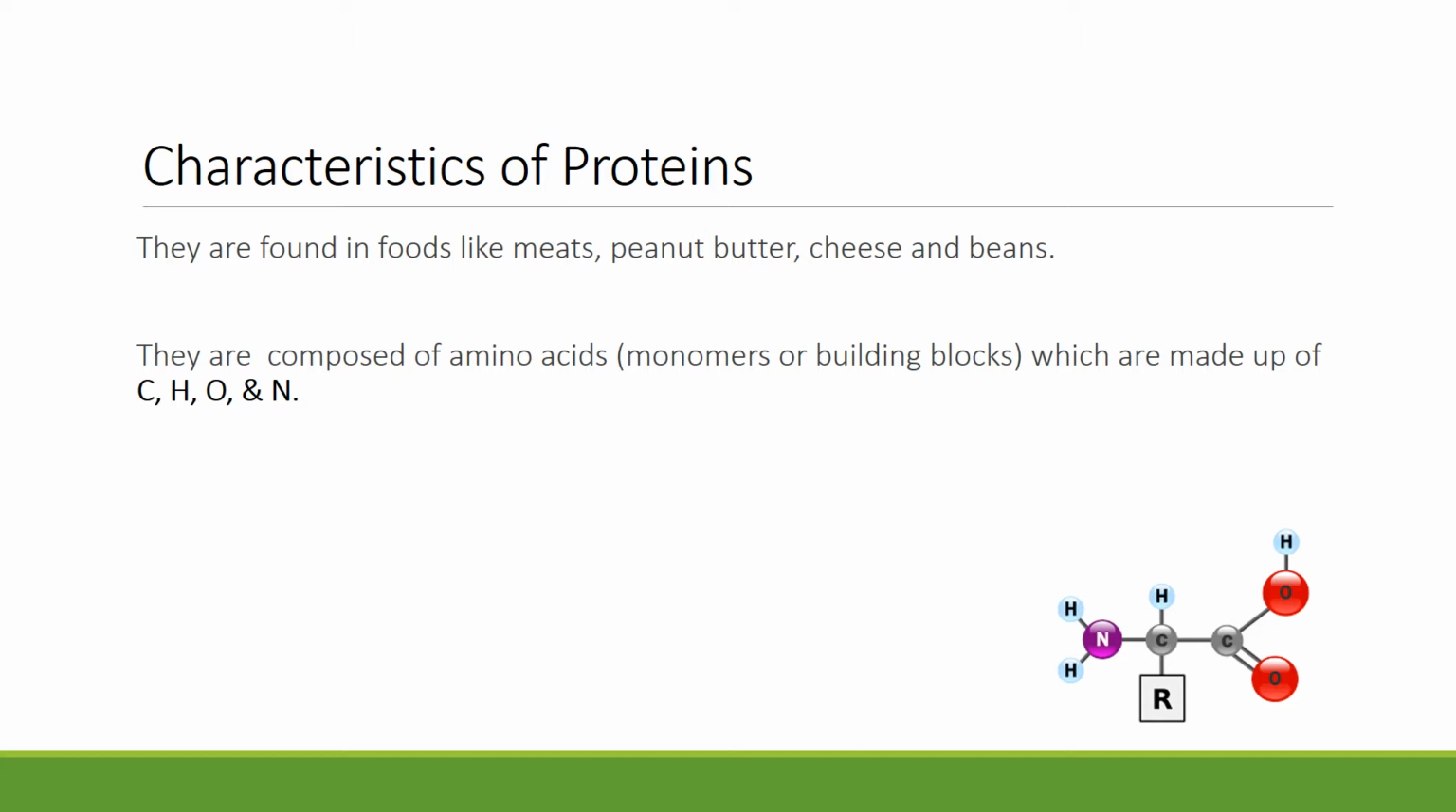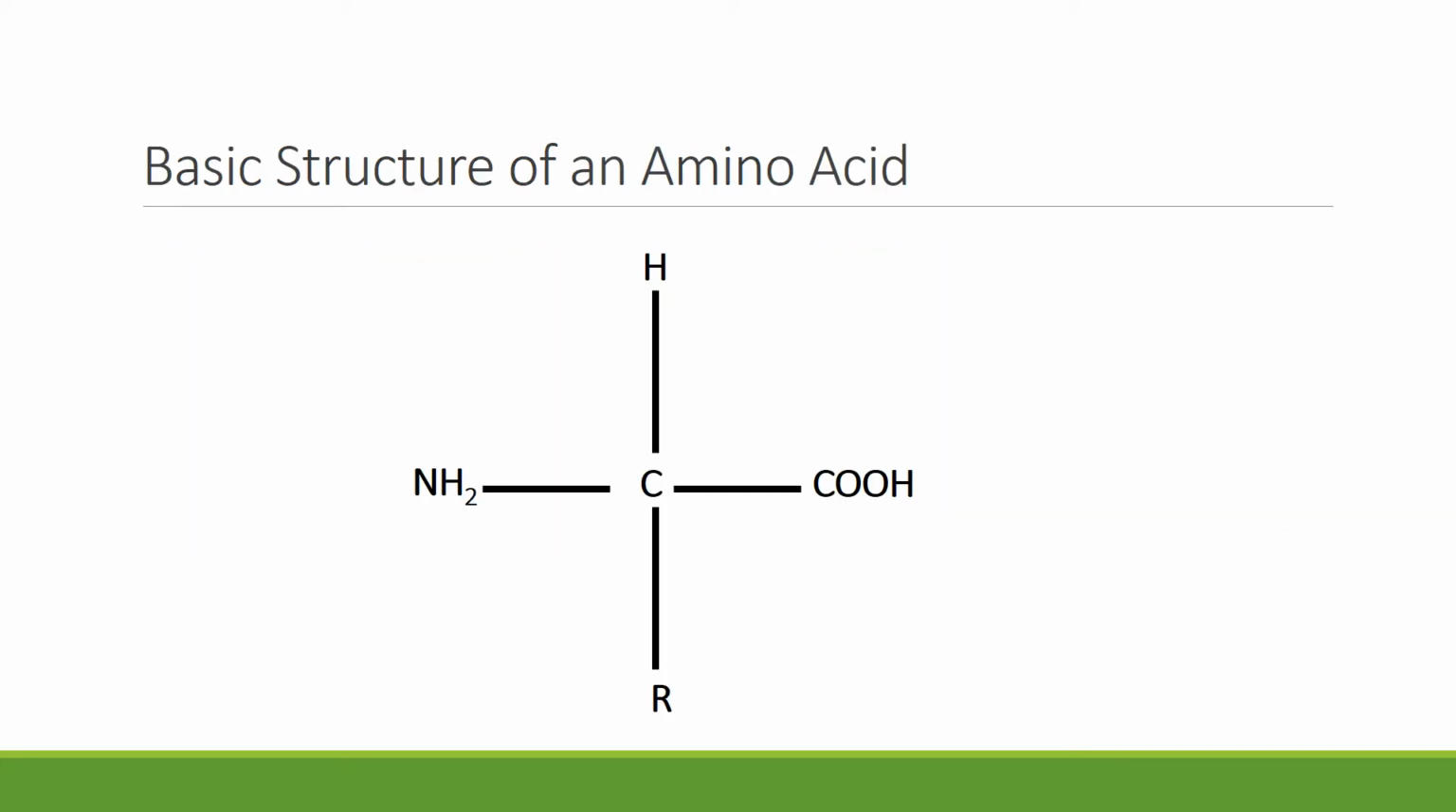These are the building blocks, or the monomers, that are made up of carbon, hydrogen, oxygen, and nitrogen. This is the basic structure of every amino acid. There are 4 bonds around the carbon atom. One bond goes to an NH2 group or an amino group, one goes to a hydrogen, one goes to a carboxyl or acid group, COOH, and the last bond is different in each of the 20 amino acids.